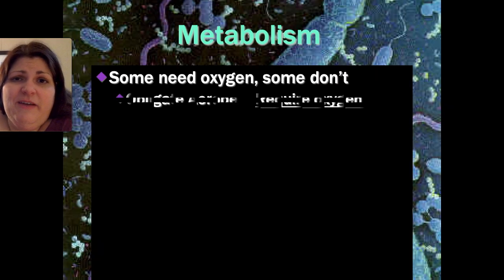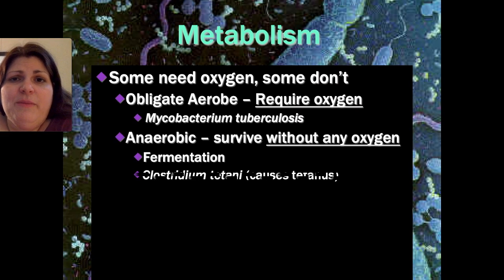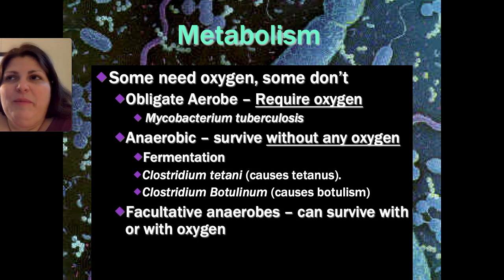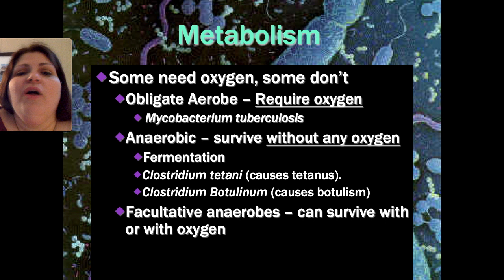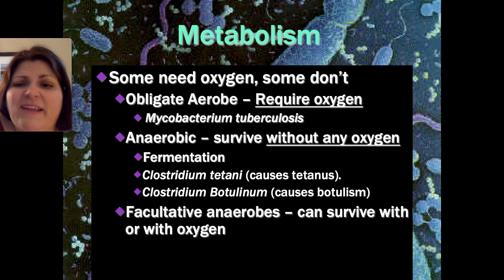We can also classify bacteria based on their metabolism. Remember, aerobic respiration requires oxygen, so we can call them an obligate aerobe. We can also call them anaerobic, meaning they're able to reproduce without oxygen, or facultative anaerobes, which means they can survive with or without oxygen. Let's pause here to review.